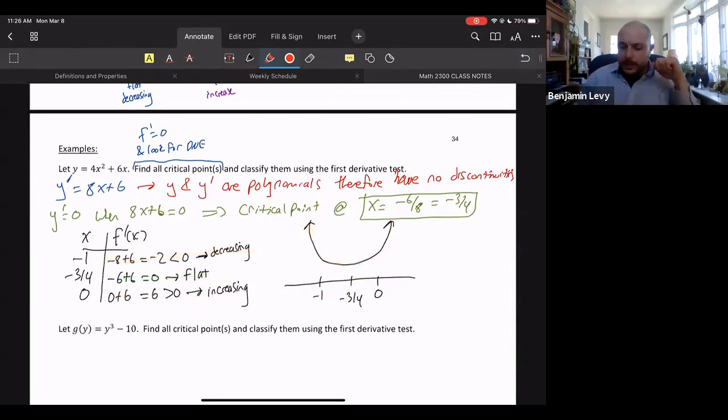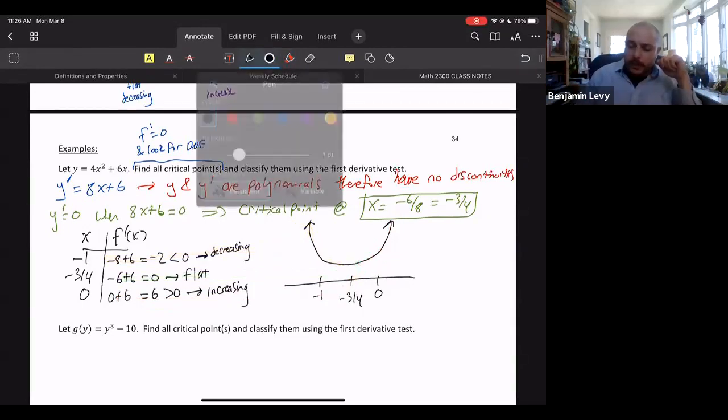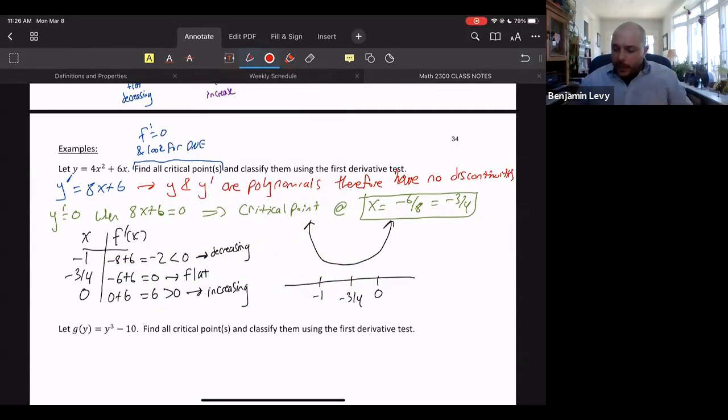Let me write down the take home. The final take home is we have a min. We have proved we have a min using the first derivative test. So x equals -3/4 is a min.